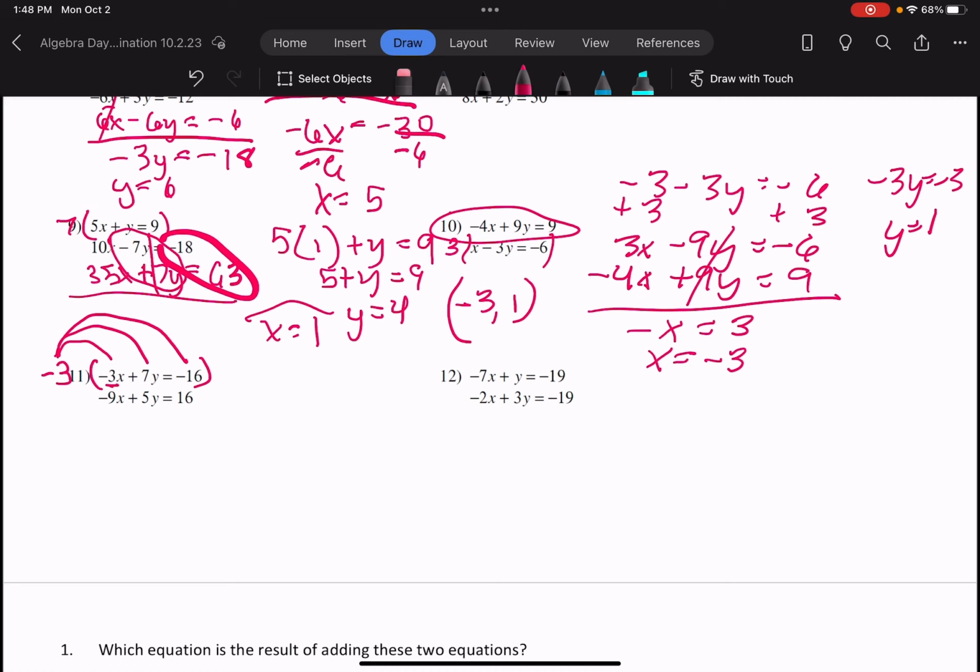For number 12, I would recommend that you multiply, again, the top by negative 3. Because when we multiply through, we'll get a negative 3y, which will cancel out this positive 3y. Again, the big point here is that you need to multiply the entire thing by that negative 3.